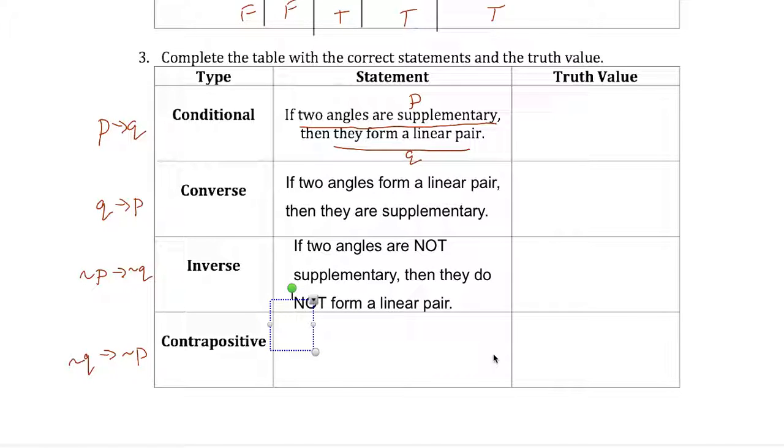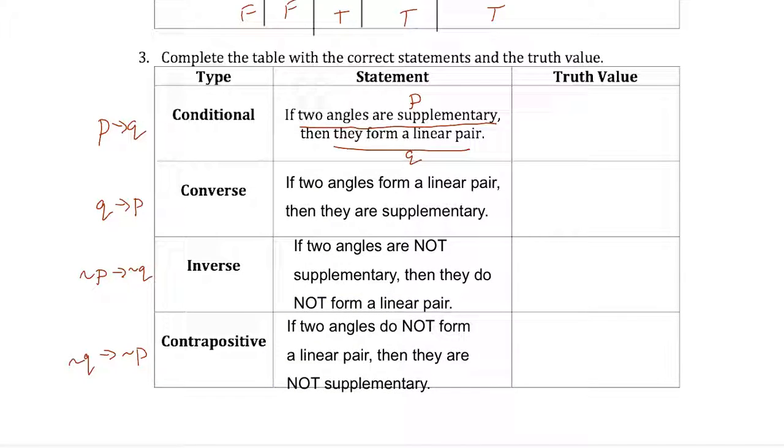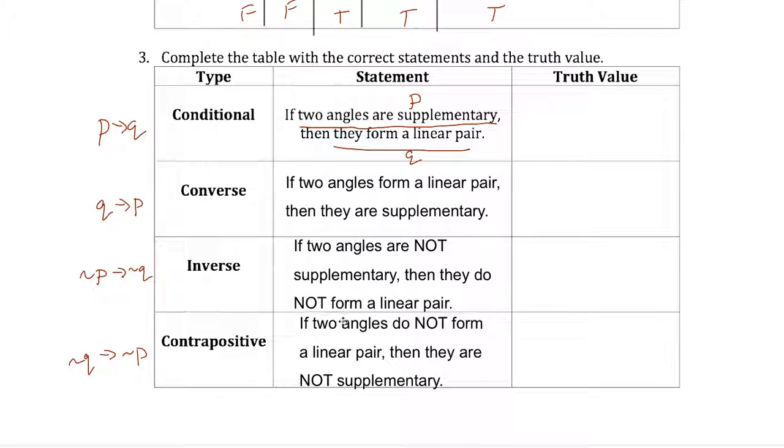And finally, the contrapositive, if not Q, so if two angles do not form a linear pair, then they are not supplementary. So try and map that out. Look at some other examples too.